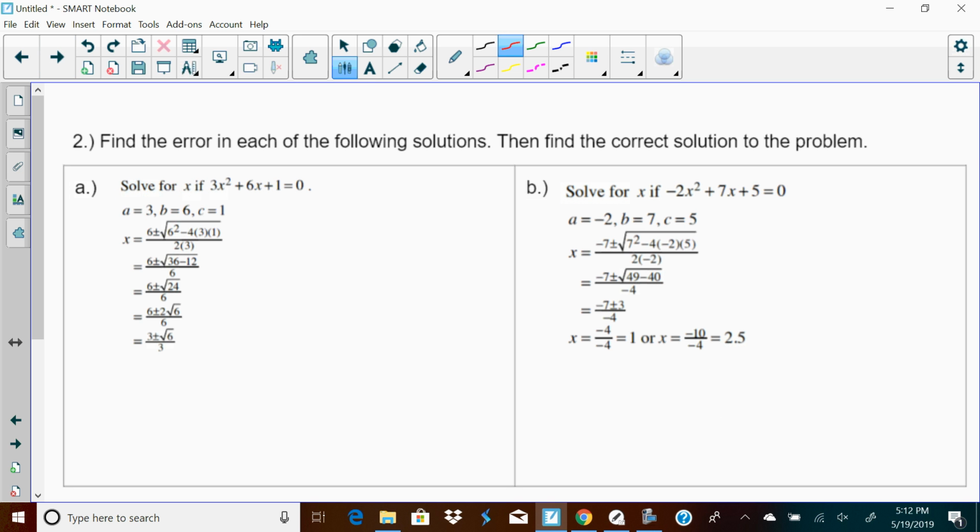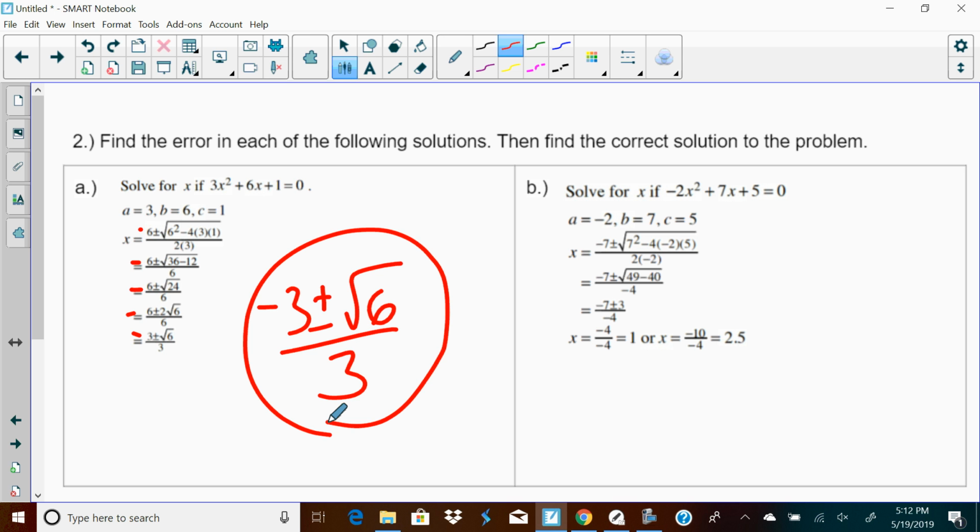Number 2, I define the error in the following solutions, then correct the solution to the problem. So in A, it's that they didn't make the 6 its opposite, so there should be a negative 6. So when they got down here, it should be negative 3 plus or minus the square root of 6 over 3. For B, they subtracted 49 and 40 instead of adding them to get 89. So in this step right here, it would be negative 7 plus or minus the square root of 89 over negative 4.